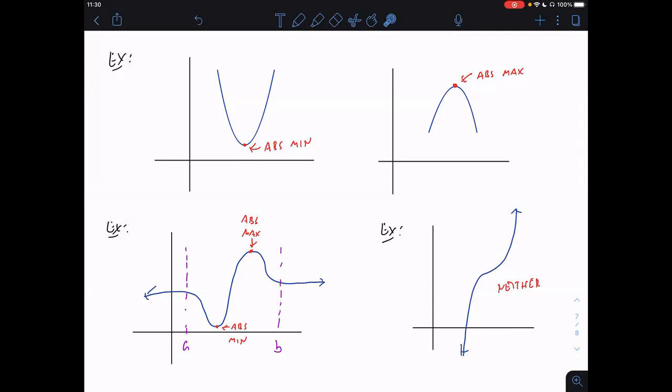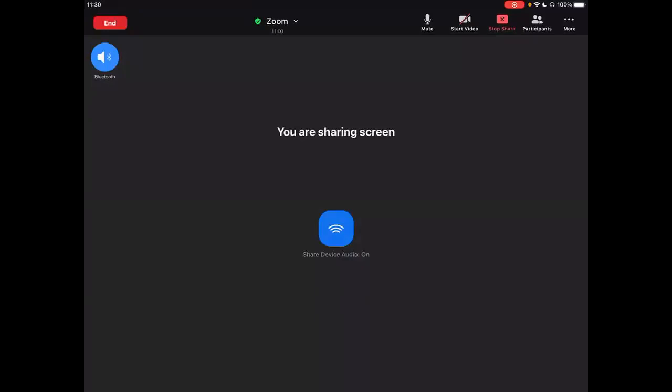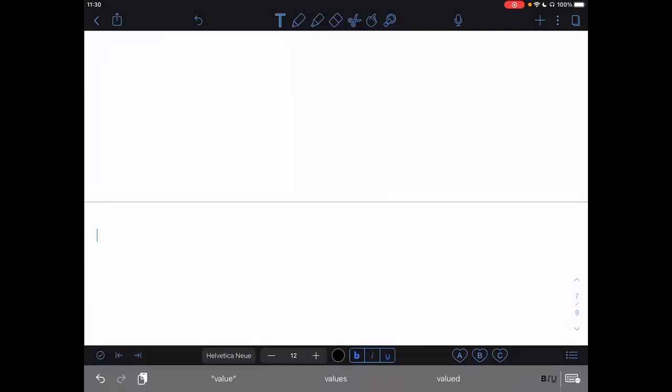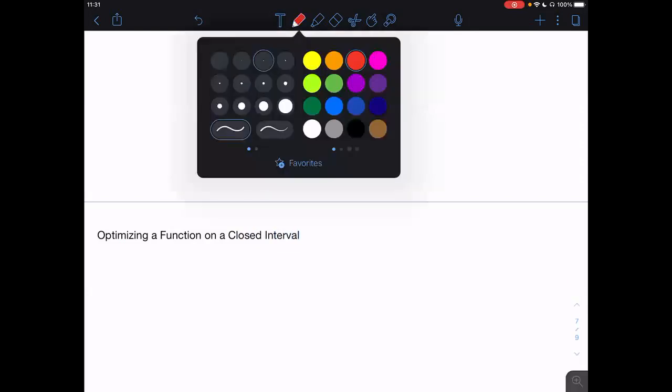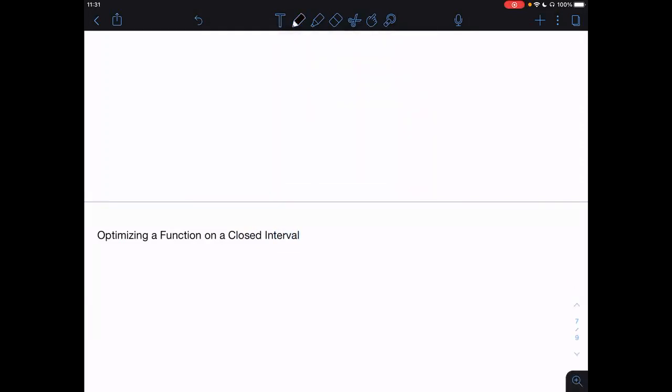All right, so let me set up the steps here and how we go about finding these absolute extrema on a closed interval for a given function of x. For this section, we're going to be looking at how to optimize a function on a closed interval. I don't know why the underline is not working with this update. Something broke. So I'm just going to do this manually.